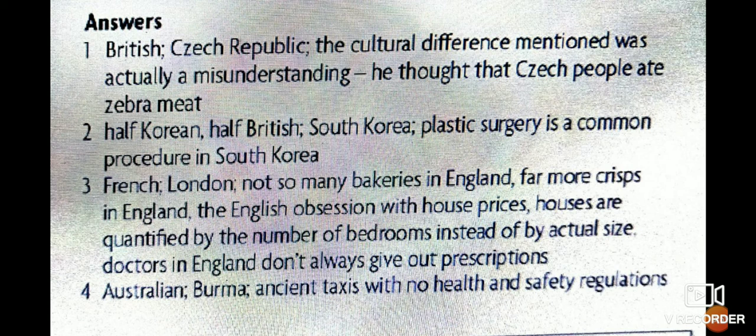And number 3, French, London, not so many bakeries in England, far more crisps. In England, the English obsession with house prices. Houses are quantified by a number of bedrooms instead of by actual size. Doctors in England don't always give out prescriptions. Number 4, Australian, Burma, ancient taxis with no health and safety regulations.